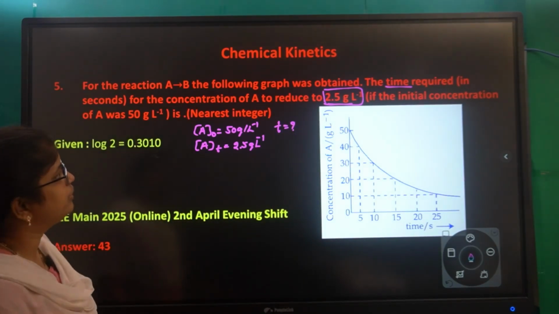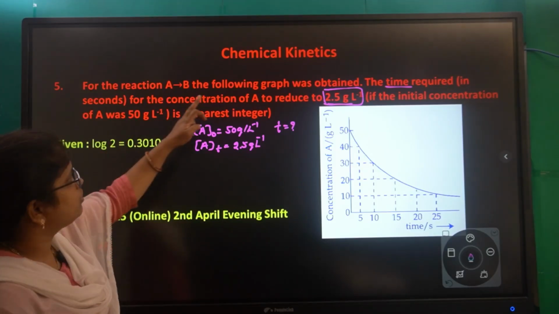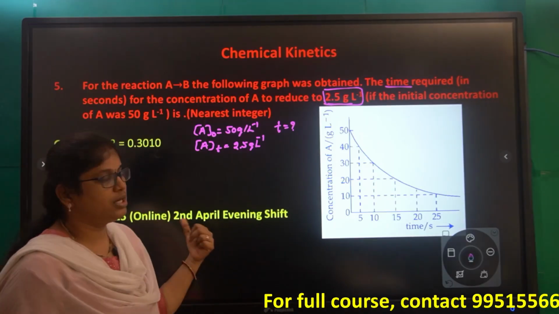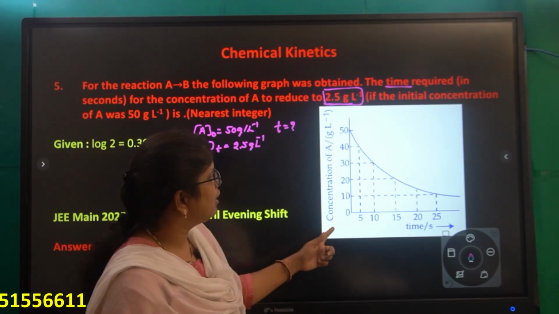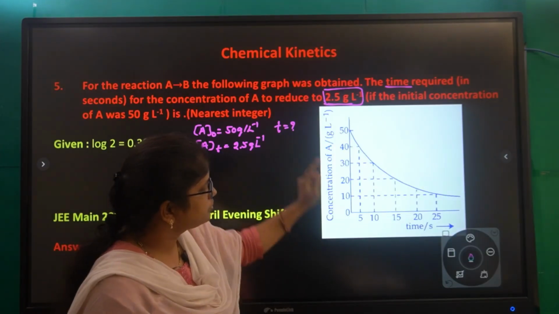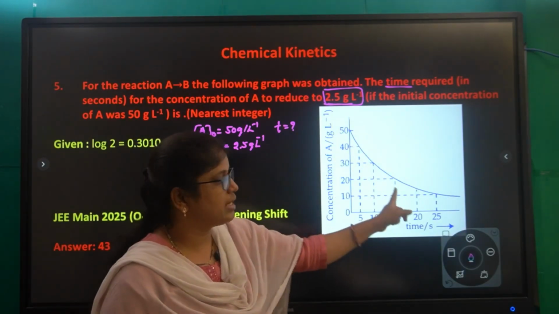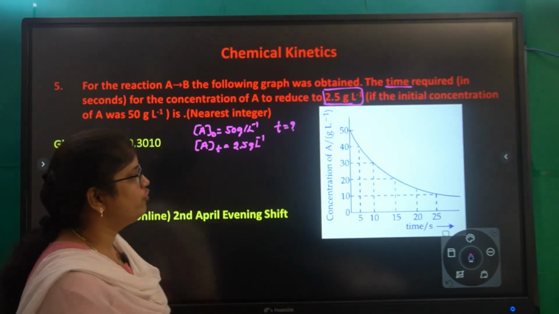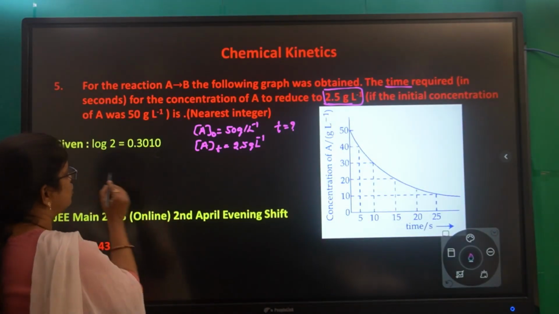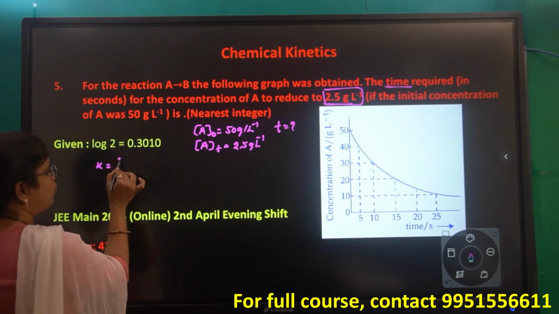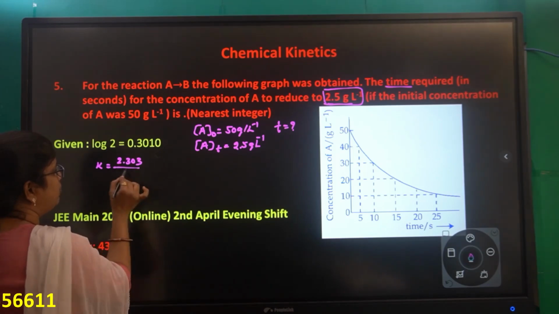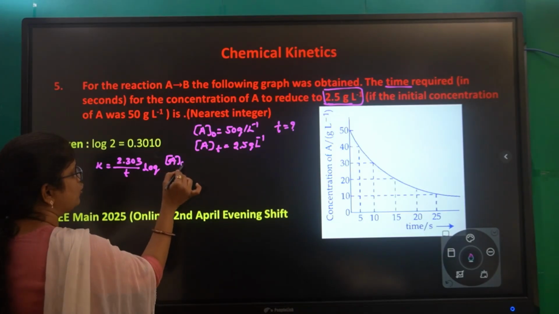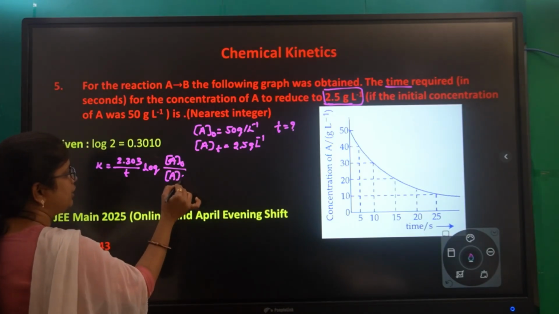So now from this graph, for the reaction, the following graph was obtained. Okay, so he has not given which order reaction it is, but from the graph of concentration of A and time, the graph is like this. So from this graph we can say that this is a first order reaction, right? So for the first order reaction, K is equal to, what is the formula? 2.303 divided by T log concentration of A0 by concentration of A at time t.